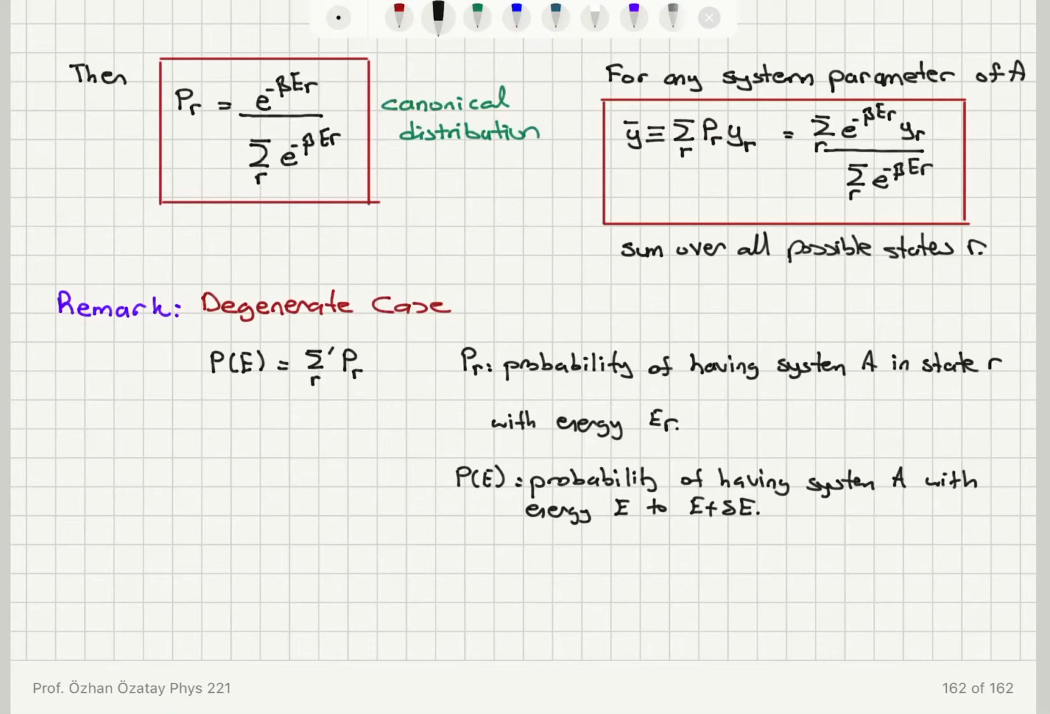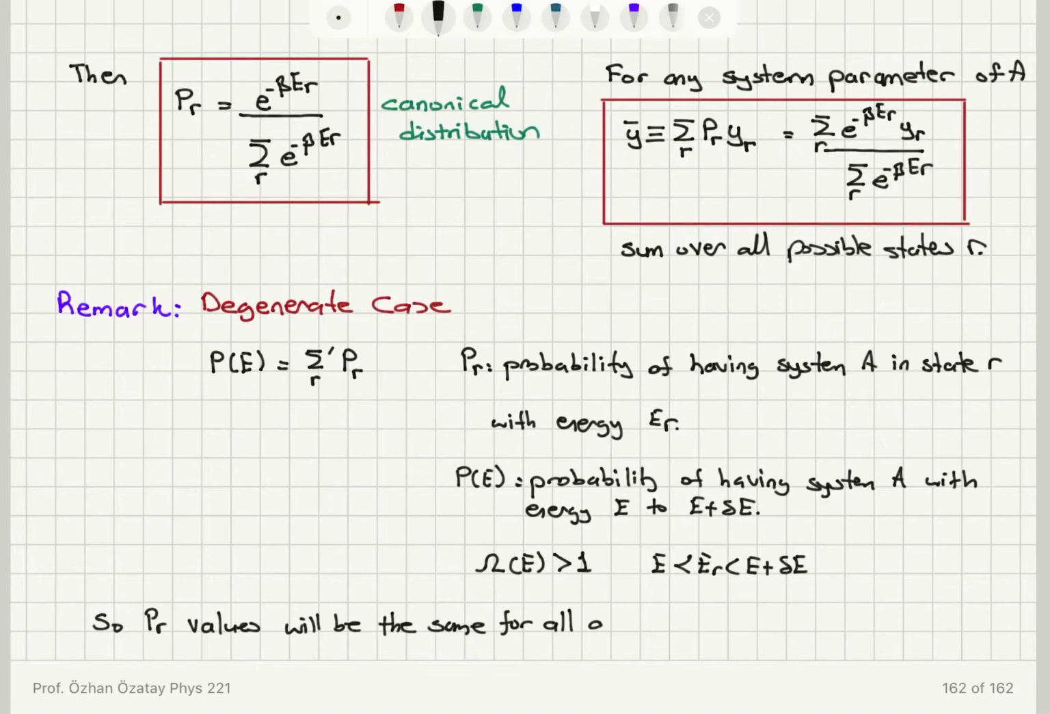So this omega of E, the number of accessible states to system A, is not equal to 1, so it is greater than 1. So I'm looking at the degenerate case. In that case, basically the probability of all states, so this E sub R, is in the range E to E plus delta E. Basically, I have to consider the number of accessible states for all of those energies in this interval where the number of accessible states is basically not changing. The P sub R values will be the same for all accessible states in this interval.